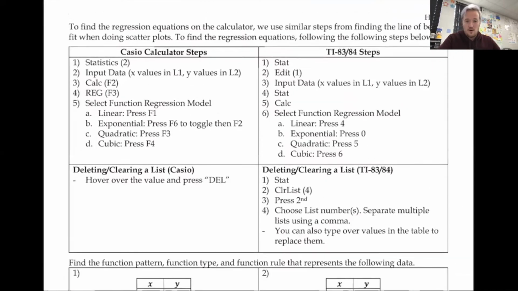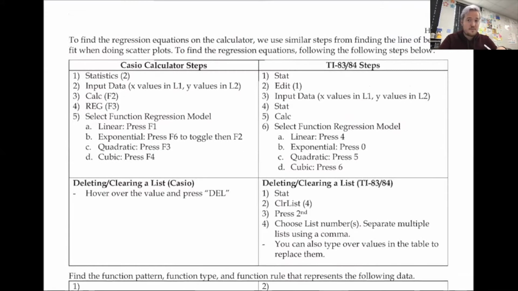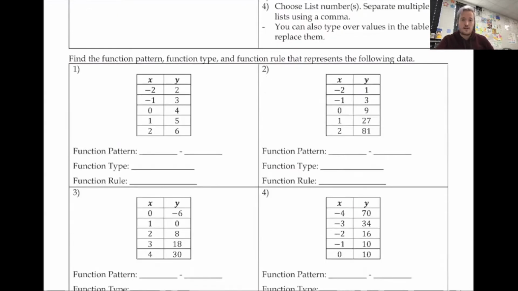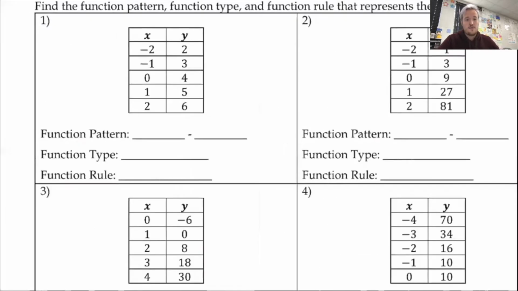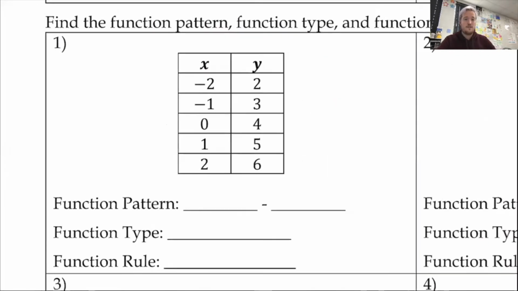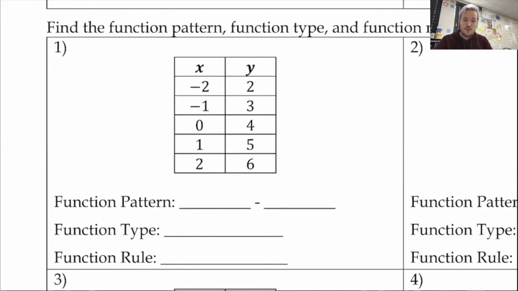So because it is all based on the calculator, I've actually put in the steps on both a Casio and a TI calculator. So if you have the Casio, which is provided by the school district, then follow what's on the left. If you have a TI, follow the steps and the functions on the right. Casio on the left, TI on the right. So I'll let you follow those guidelines, but I'm going to use the Casio steps as we solve these problems. All right, so we want to find the function pattern, the function type, and the function rule.